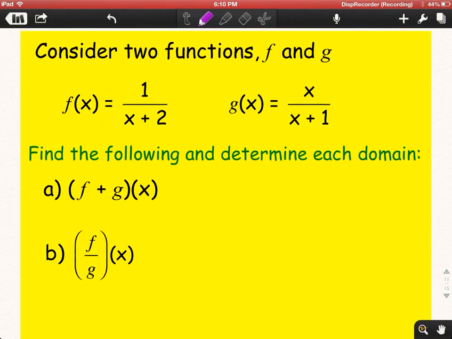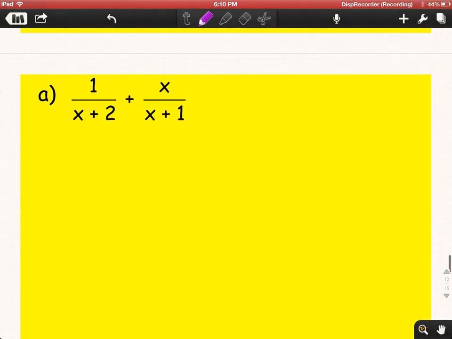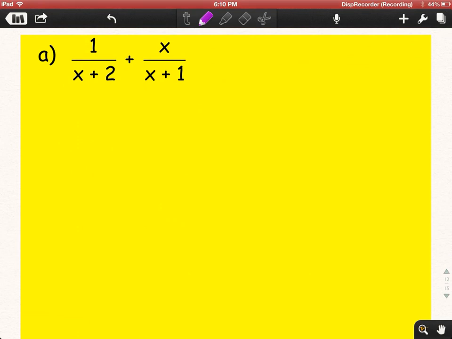So let's take a look at two examples, and let's look at two different functions, f and g, and let's do two things with them. Let's add them together, and let's divide them, and we're going to determine the domain of each answer. All right, so let's take a look at choice A. So first, before we even add these two together, let's take a look at the domain restrictions. I know that x cannot be negative 2, that comes from there, and I know that x cannot be negative 1, that comes from the second fraction. Okay, so we've got that so far.